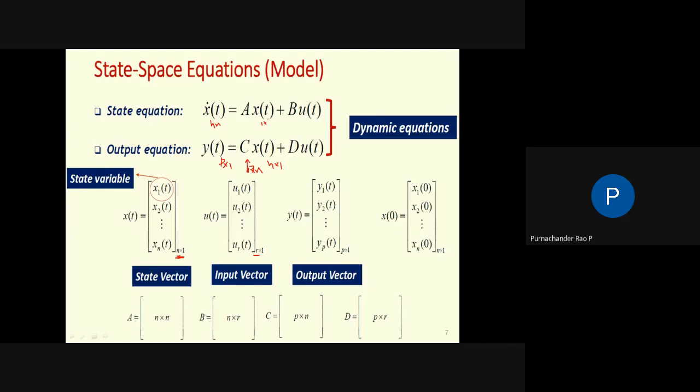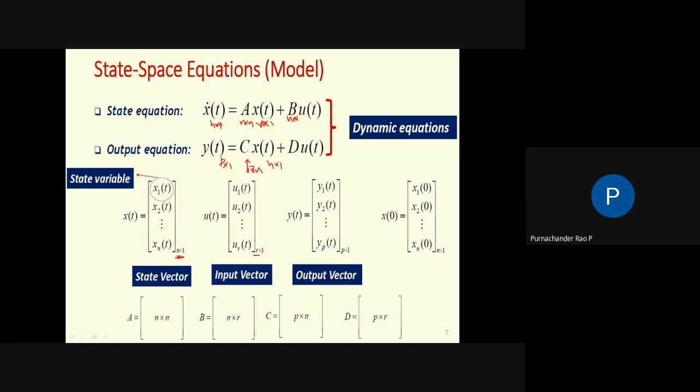Okay, x of t is also having n by 1. This is having n by 1 normally. This is having n by 1. And therefore, the matrix A will have n by n. And like that, B is having n by r. So this is n by 1, n by 1, n by n, n by r.